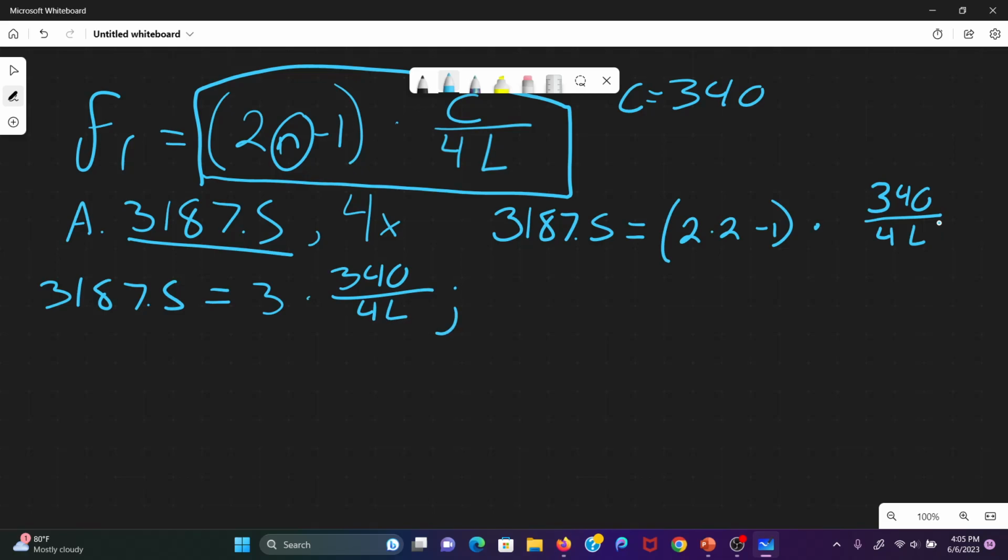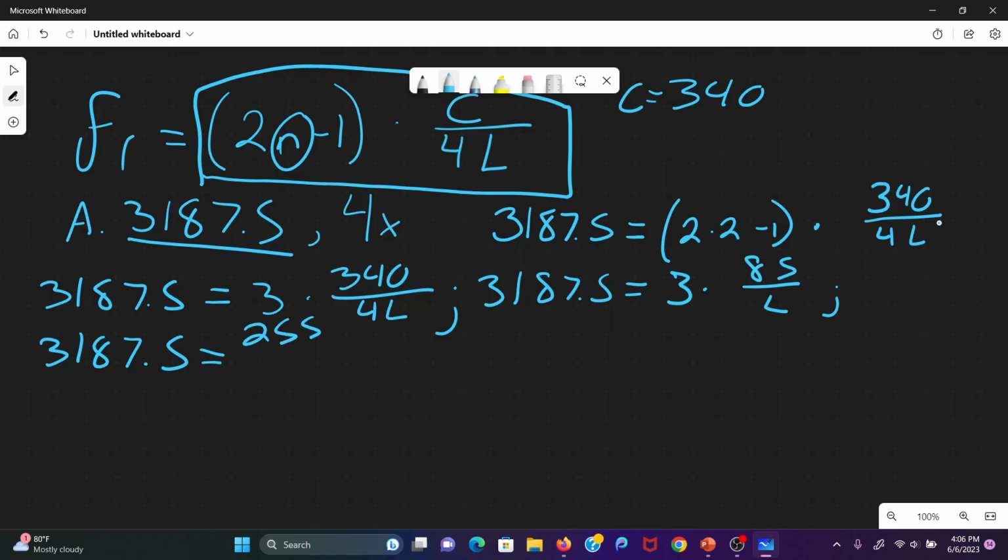Next, we've got 3,187.5 equals 3 times 85 over L. And then we can simplify that further to 3,187.5 equals 255 over L. Okay, now we're going to do a little bit of a fancy math move. We're going to multiply both sides by L. So if we multiply this side by L, those cancel.